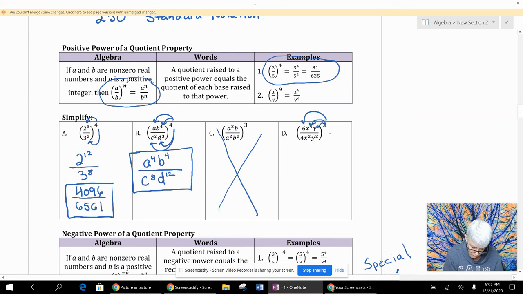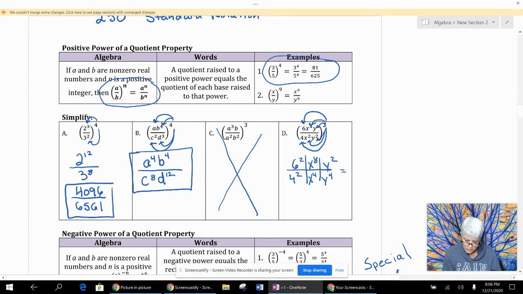X and to the y. I have to distribute it to the 4, to the x down here, and to the y. So I have to distribute it to each term within the parentheses. So this is 6 to the power of 2, x to the power of 8, y to the power of 2, 4 to the power of 2, x to the power of 4, y to the power of 4.